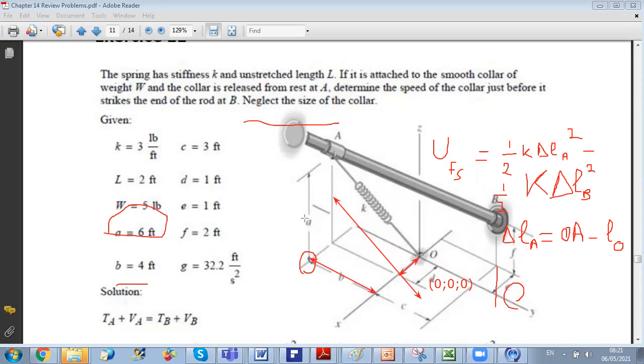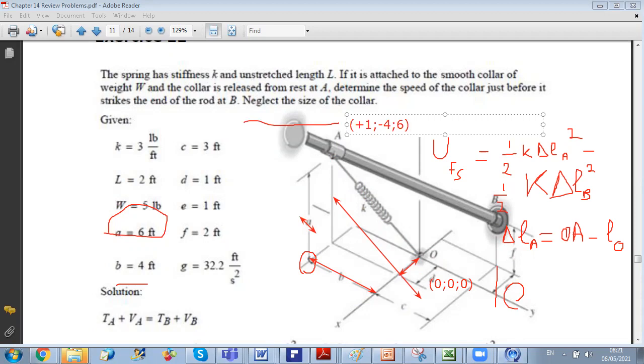And already Z was found to be equal to A. So the coordinates of A will be plus 1, minus 4, and plus 6.